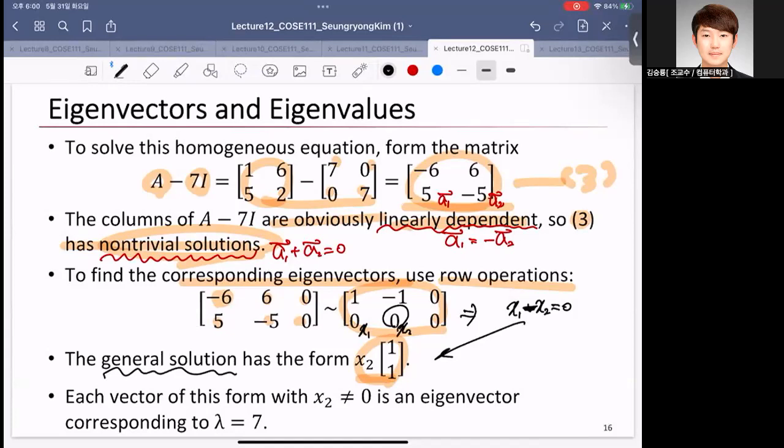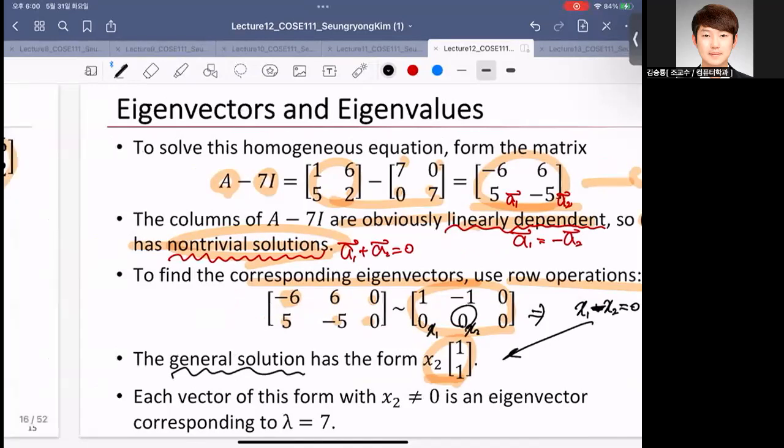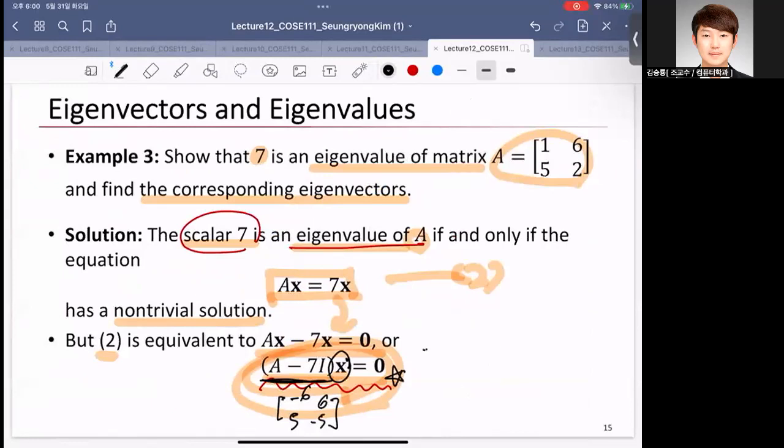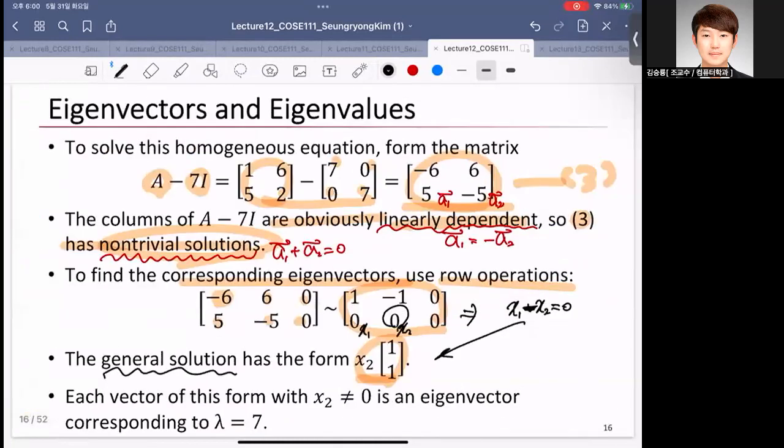Right? 이게 제너럴 시스템과 우리가 알고 있는 이 homogeneous system이죠. Let's say this is a kind of homogeneous system. So this is the general solution of the homogeneous system. So each vector of this form with x2 not equal to 0 is an eigenvector corresponding to lambda equal to 2.